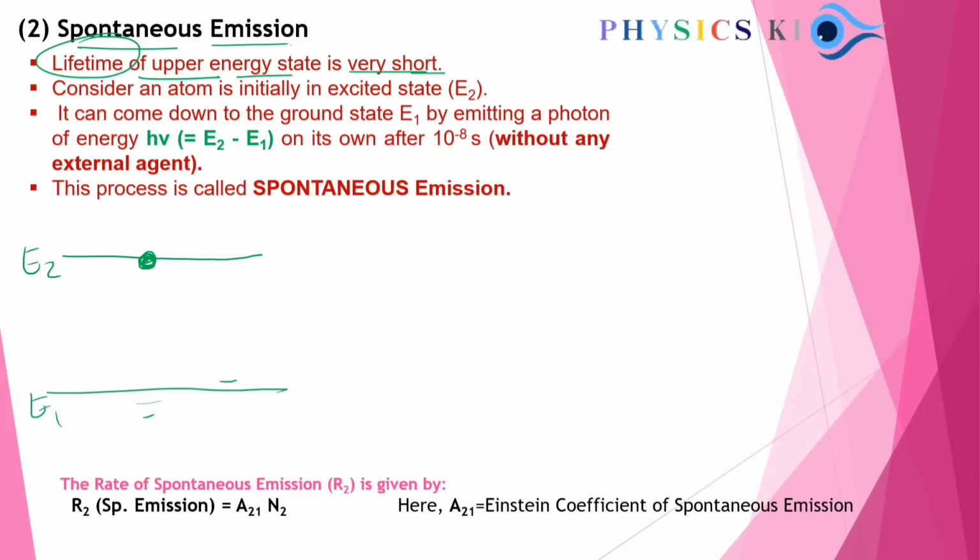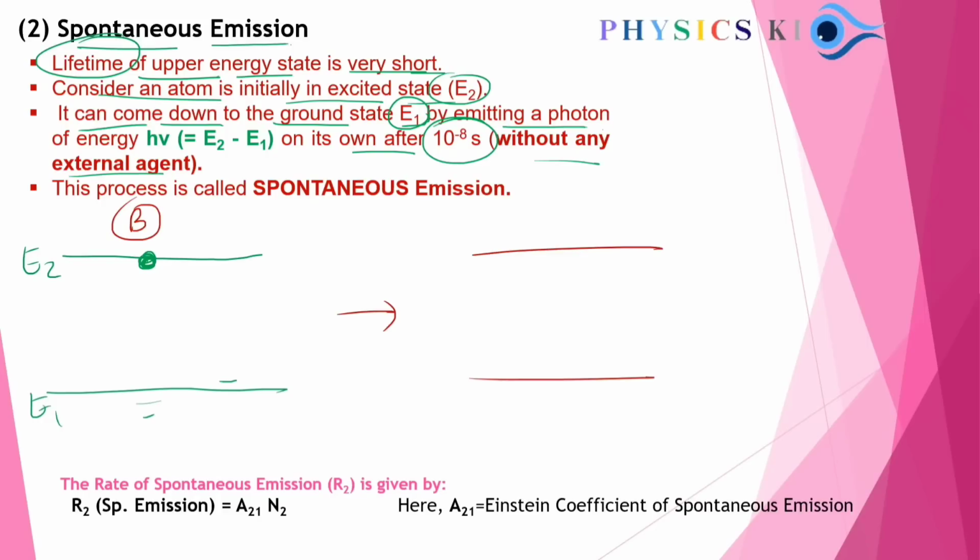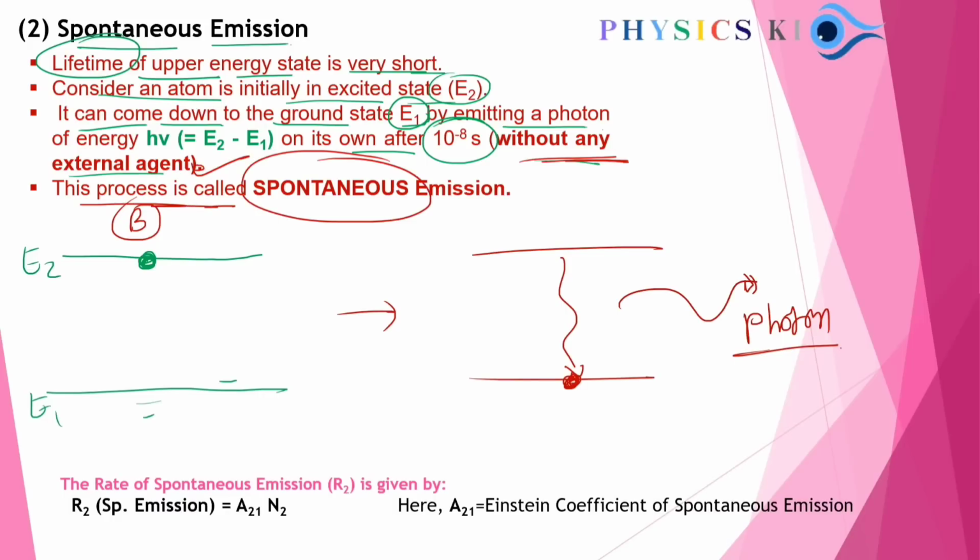So consider an atom initially in the E2 state, that means the electron is here, and it can come down to the ground state E1 emitting a photon on its own after 10 to the power minus 8 second without any external agent. This is the before position, and after that it will immediately leave the excited state and come to the ground state, and it will emit some photon. This is your photon, that means light. So this process happens automatically without any external agent, and that process is called spontaneous emission. Got the idea?